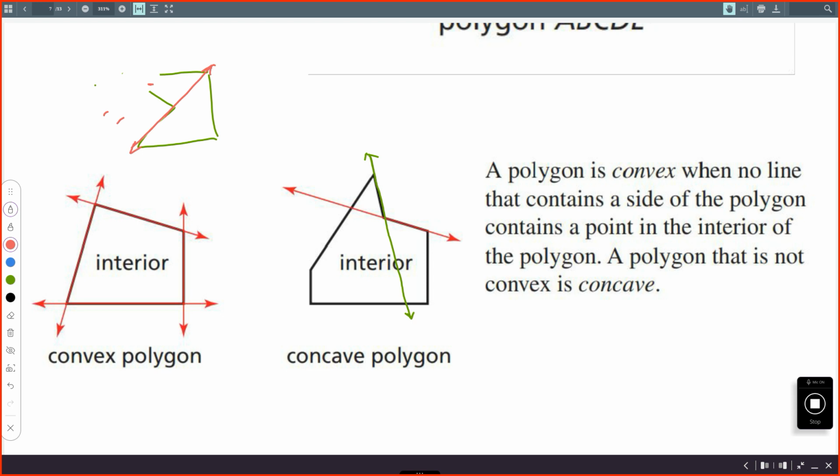There you go. Okay, and one ruins it for all. Once you draw one line that pierces through the interior, then it is already a concave polygon. Okay, the first 6 questions on page 20 to 21 will be similar to that. So can I give you about 3 minutes? Go get your workbook and go to page 20.